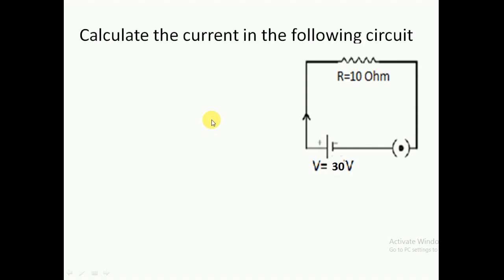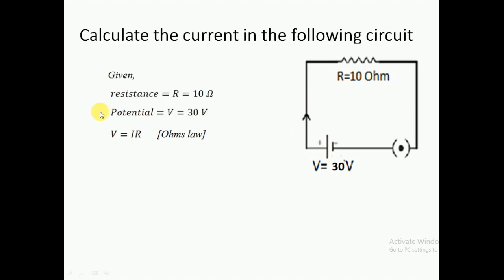So why use the combination of resistors? If you see this question in which resistance and potential difference are given, you have to find the current. We can find the current easily using Ohm's law, that is V is equal to IR. If you use I is equal to V by R, taking R down, and put the values, that is 30 by 10, you will get 3 ampere easily. So we can easily find the current.